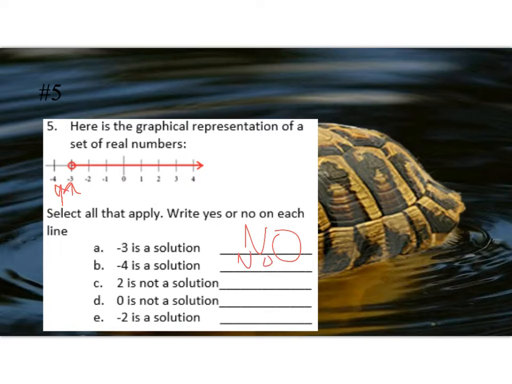2 is not a solution. Okay, so this is kind of tricky. Here's 2. It's in the shading, so it is a solution. So saying it is not a solution is a false statement. So to that we have to say no. Same reasoning for 0. 0 is not a solution. It is a solution. -2 is a solution. Well, it's right there. It's in the shading. So that must be true.